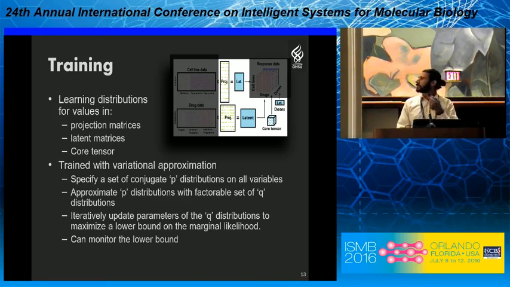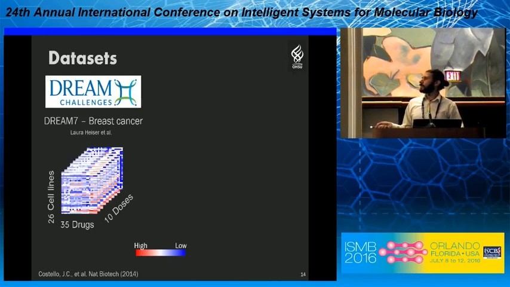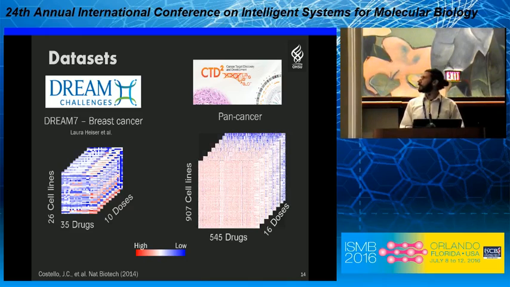So the data sets that I'm looking at, starting with a smaller data set from the DREAM7 challenge, are all breast cancer cell lines treated with different drugs. And a large data set that was released a little over a year ago from the Cancer Target Discovery and Development effort, which is the biggest to date of this kind of data, around 900 cell lines, 550 drugs, and more doses. This is a pan-cancer cell line set, so it's much more difficult to learn the latent factors across the different types of cancer.